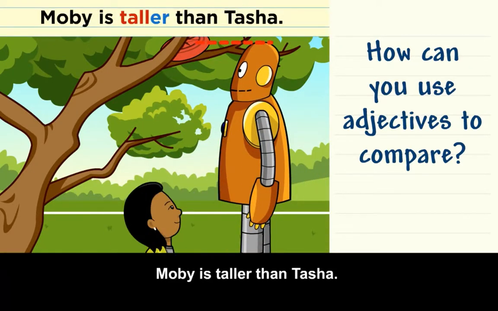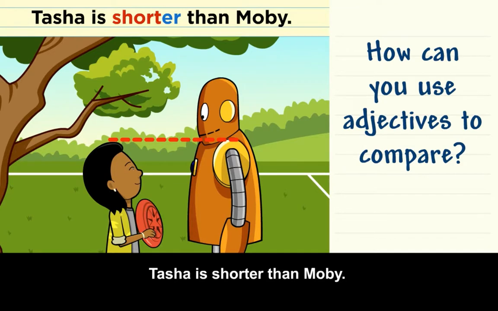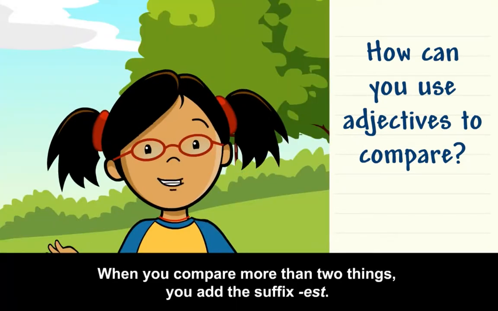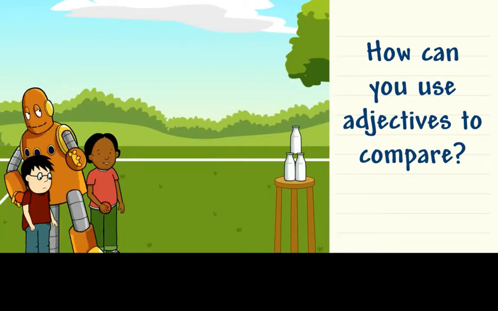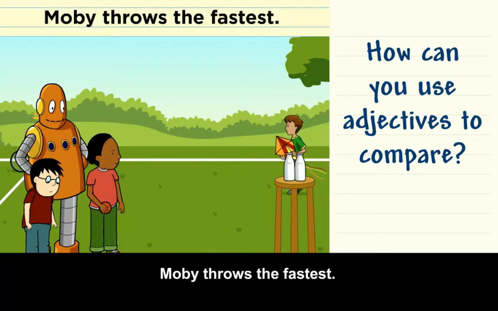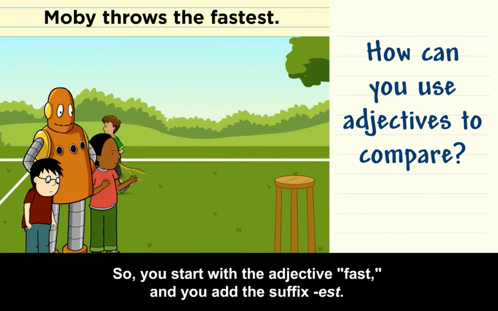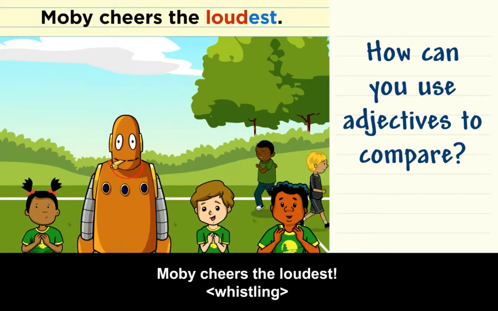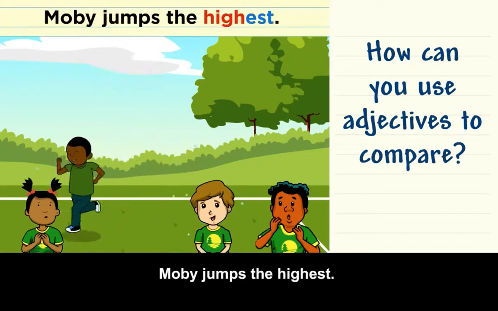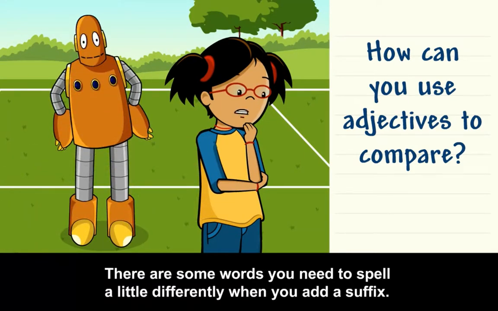Moby is taller than Tasha. Tasha is shorter than Moby. When you compare more than two things, you add the suffix est. Moby throws the fastest. We're comparing Moby with other kids. So you start with the adjective fast, and you add the suffix est. Moby cheers the loudest. Moby jumps the highest. There are some words you need to spell a little differently when you add a suffix.